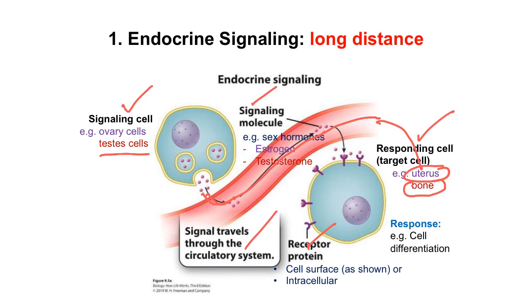And of course, when communication happens, then signal transduction takes place in the target cell, eliciting a specific response. In this particular case, some sort of cell differentiation will happen. It's also important to take note at this point that receptor proteins can either be found on the cell surface or inside the cell, or intracellular, as we will see later on.